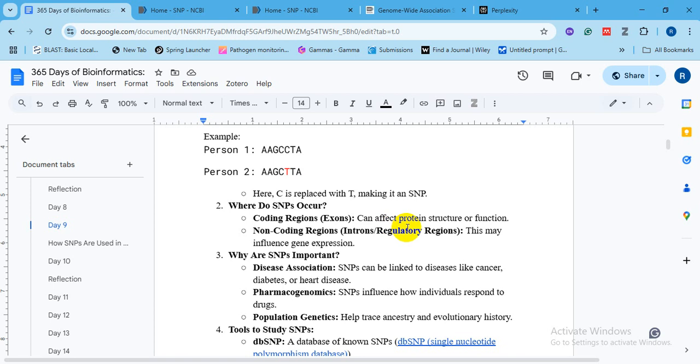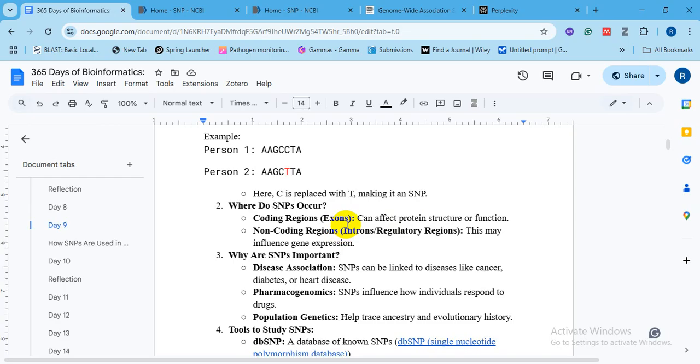Okay, so a change in the sequence of nucleotides will lead to a change in the amino acid that will be put in this polypeptide chain, which may affect the structure of the protein. Building on changing the structure of the protein, it can change its function. Okay, it also SNPs can be in the non-coding regions.